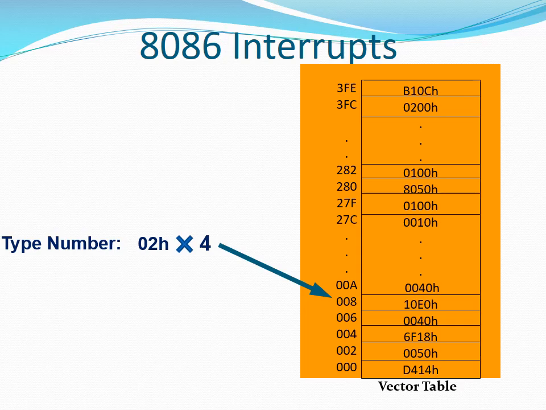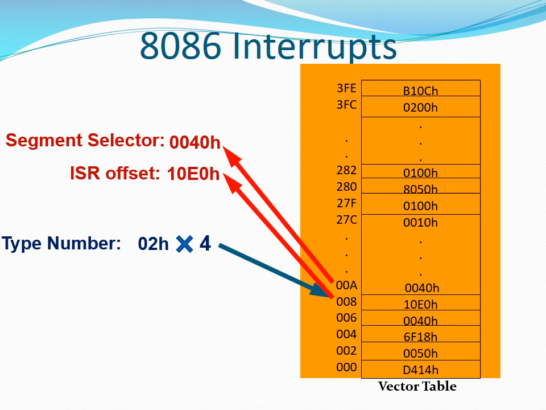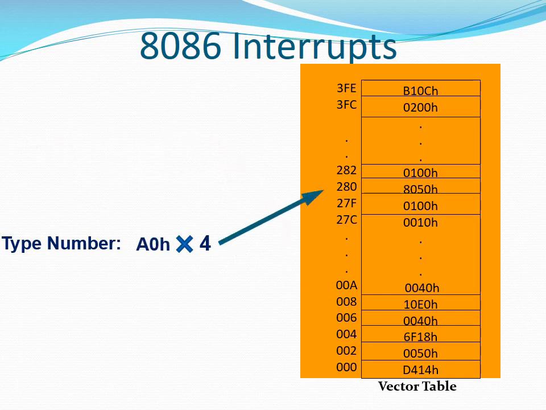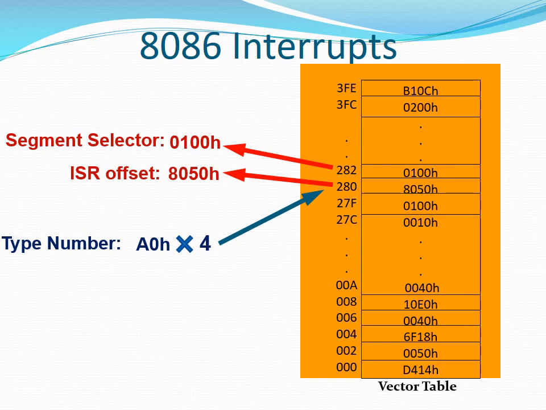08 and 09 hold the offset of the first instruction in the ISR. 0A and 0B hold the segment selector for the segment that contains the ISR. In this case, the offset of the first instruction in the ISR is 10E0H and the segment selector is 0040H. If the type number is A0H, the address at which the vector is located is given by A0H times 4, which is 280H. Therefore, the offset of the first instruction in the ISR is 8050H and the segment selector is 0100H.